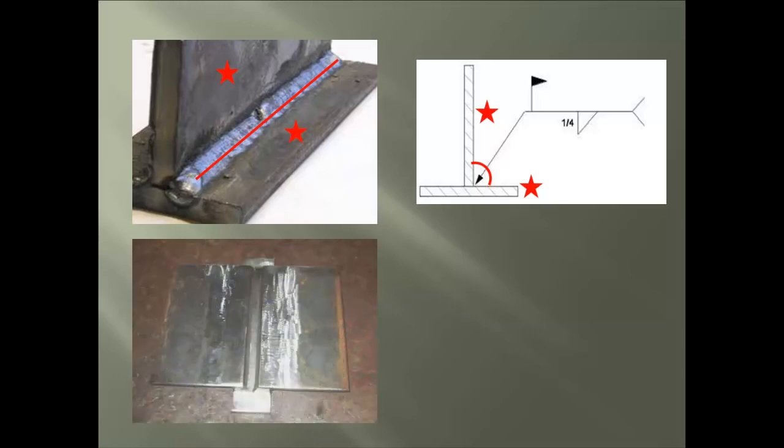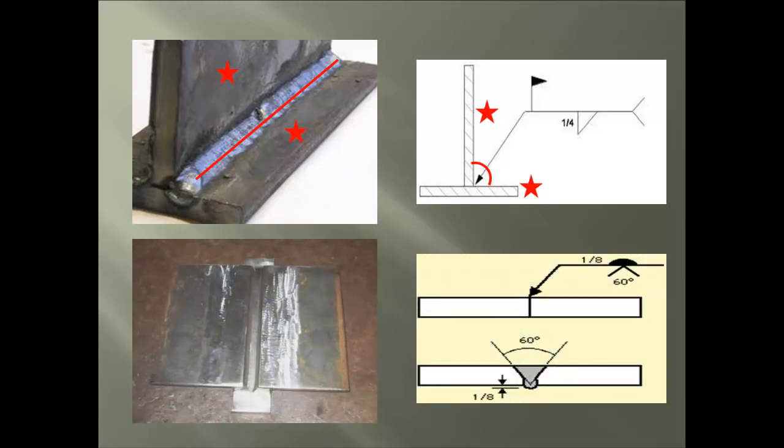Next is the groove weld assembly, and here is a weld symbol drawing for it. We start with the plate on the left side on the actual weld piece, and here is the plate represented on the weld symbol. Next is the plate on the right side, and again here is the plate represented in the weld symbol.